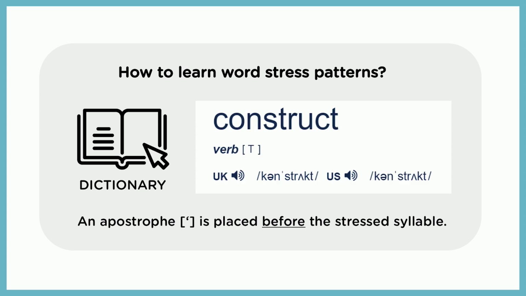So here's a little screenshot from an online dictionary, and I've done it for the word construct. Now, you can see that there's a tiny little apostrophe here on screen. It comes in between the 2 syllables, construct. Now, the apostrophe always goes before the stressed syllable. So if you see an apostrophe before something, you need to stress the syllable after it.